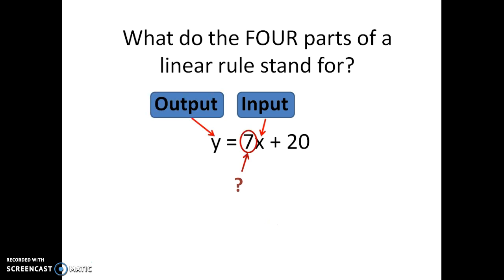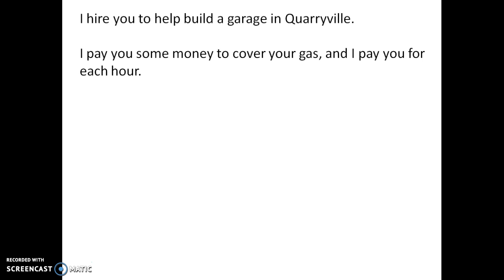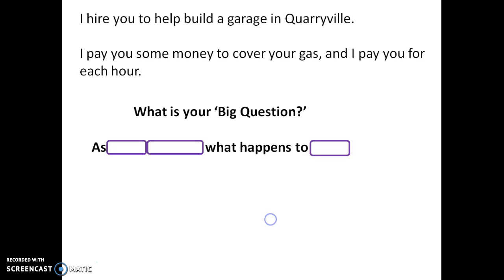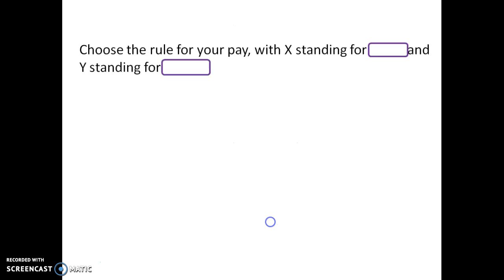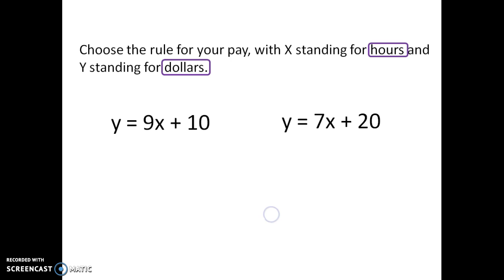But what does 7 stand for? And what is the 20? Where do those numbers come from? Let's say that I hire you to help build a garage in Quarryville. I'm going to pay you some money to cover your gas, and I pay you for each hour. Here's your big question: as hours increase, what happens to pay? Choose the rule for your pay with x standing for hours and y standing for dollars.